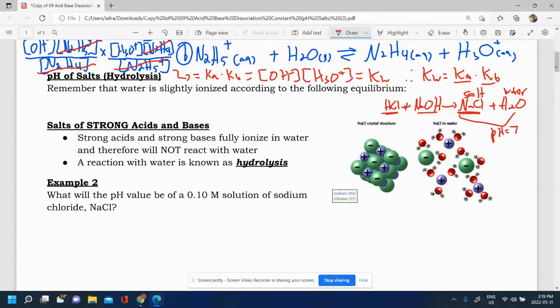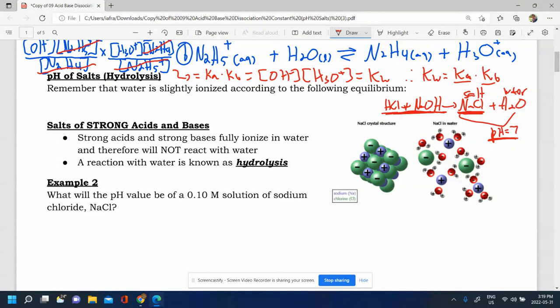In reality, we're going to see that not all salts are actually neutral. Not all salts will allow your pH to be 7. They'll be closer to 7 than they were before the reaction happened, but they still won't be exactly on 7. So we're going to take a look at why that actually happens.